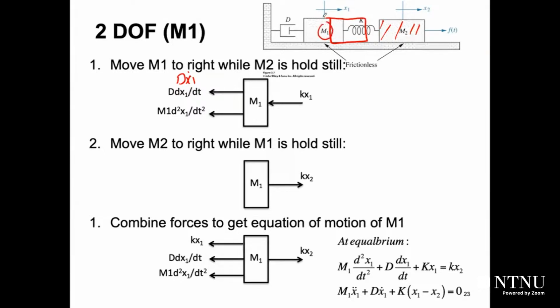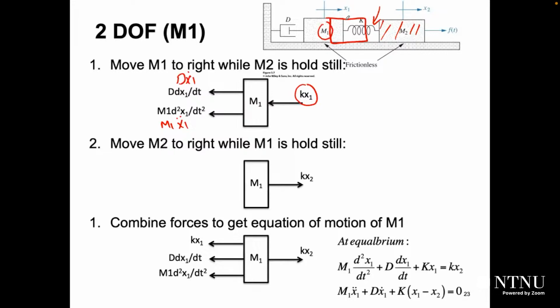M1, the mass, will generate a force proportional to the acceleration. So it will be M1 multiplied by x1 double dot, just to make it easy instead of using dx by dt or d square x by dt. And if you move M1 to the right, you have a spring here with coefficient k. This one also will try to resist this motion to the right-hand side. So it will work on the left-hand side, and it will generate a force equal to k times x1. So this is the first part.